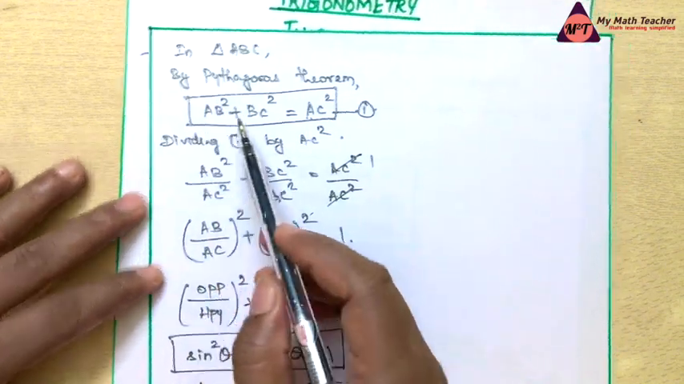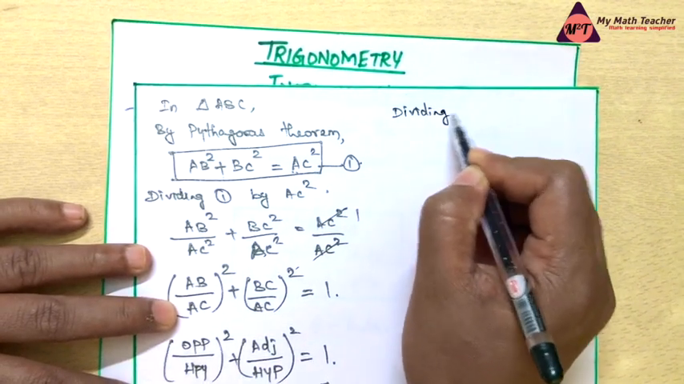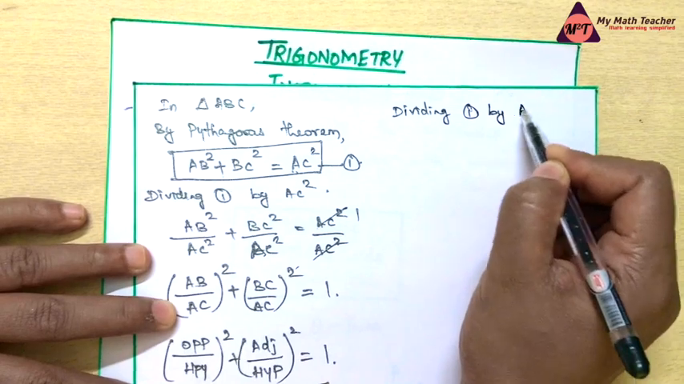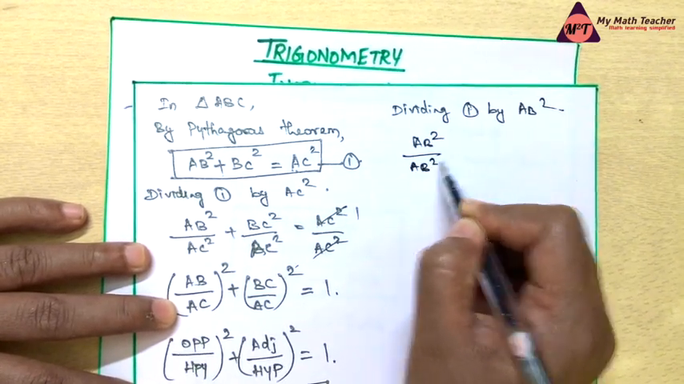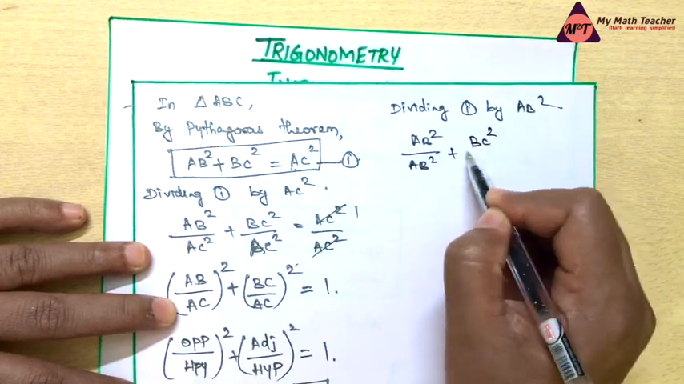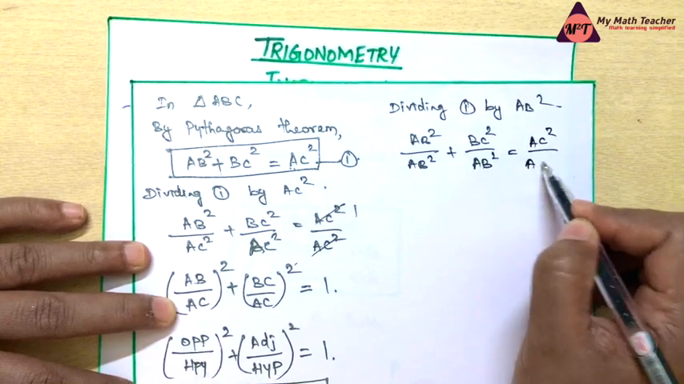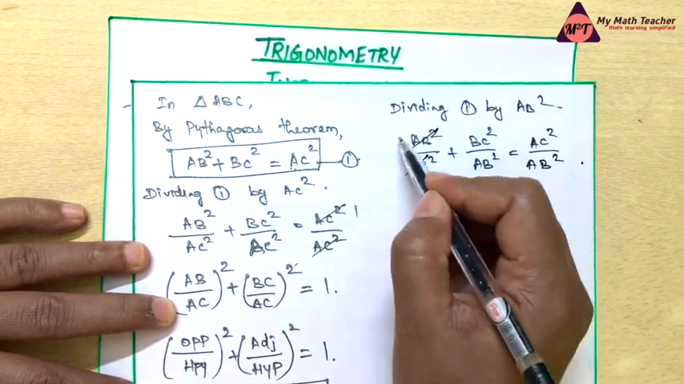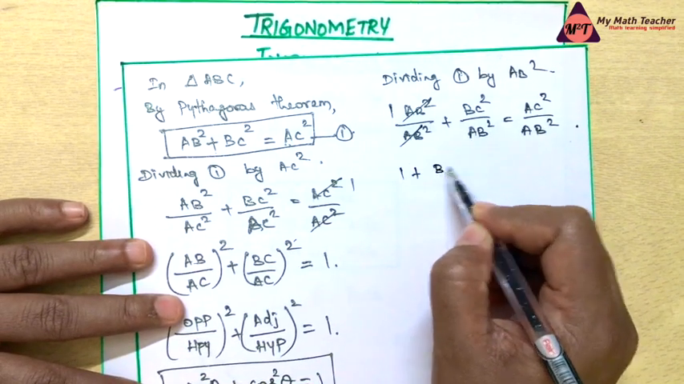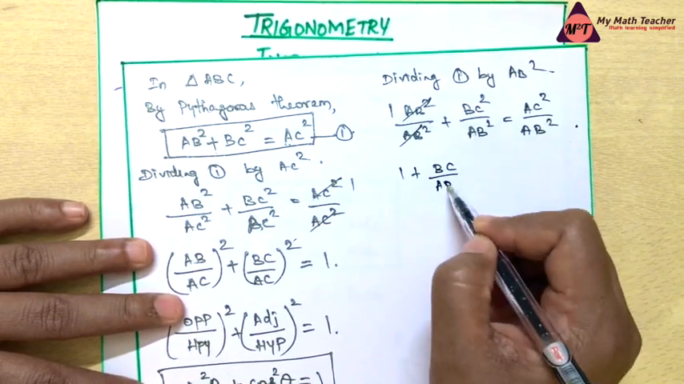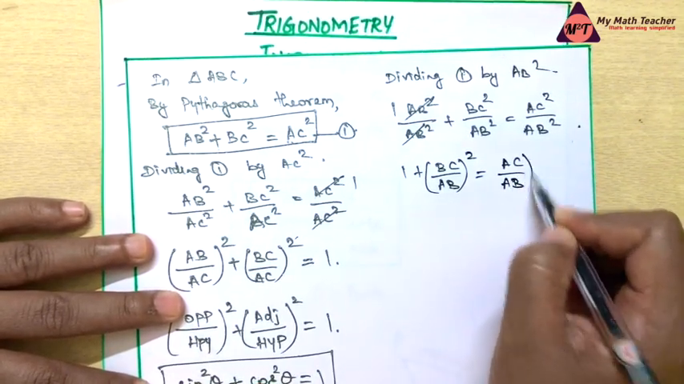Now we are going to divide it by AB square. So dividing 1 by AB square, that is AB square by AB square plus BC square by AB square, that is equal to AC square by AB square. Cancel, you will get 1. Okay, 1 plus, instead of this you can write BC by AB the whole square, both are same. AC by AB the whole square.